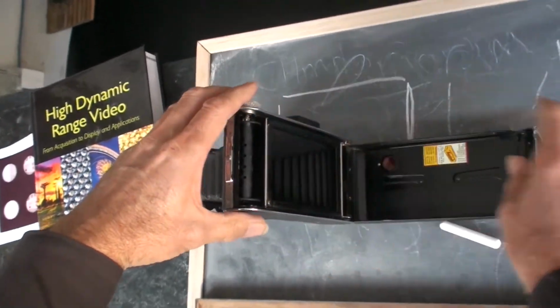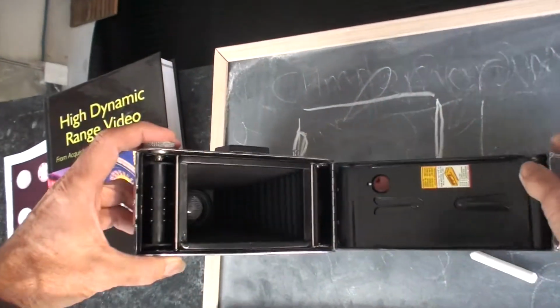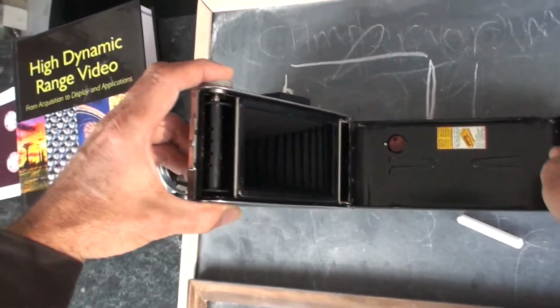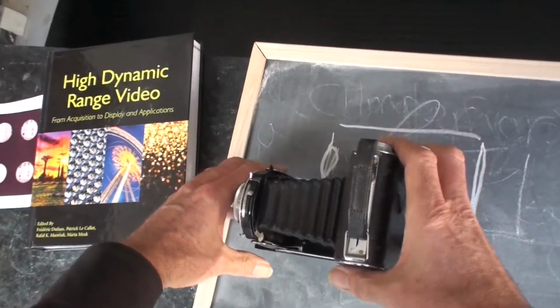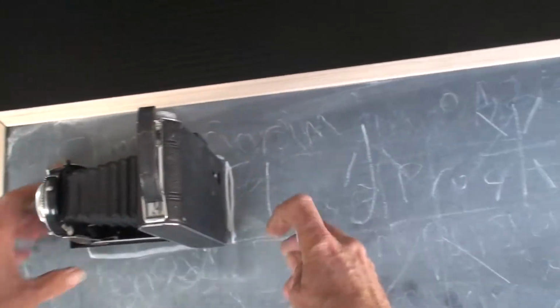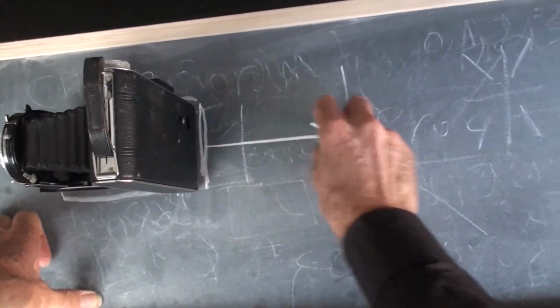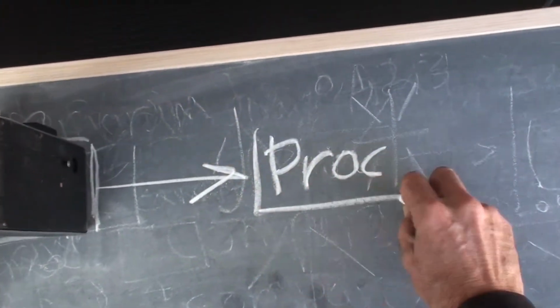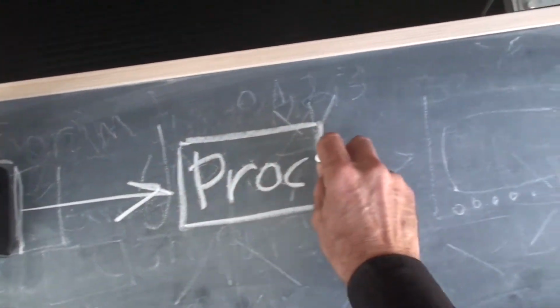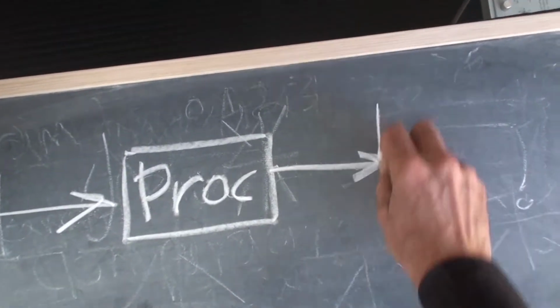It goes over here to take up the image area, and then you take a picture and wind it onto the spool. But ultimately, the image is being printed somehow, or it's going to be conveyed to us. So there will be some kind of processing. It might be chemical processing, or it might be something else. And then there's some kind of a display here.